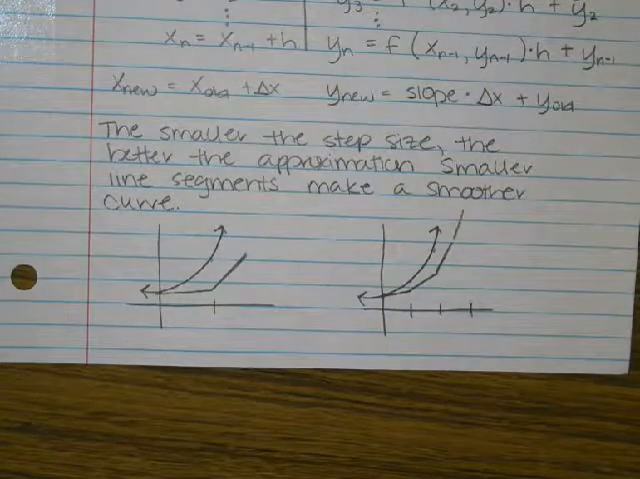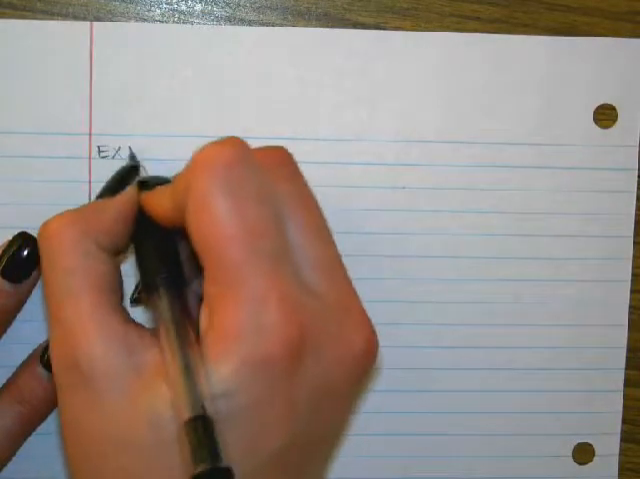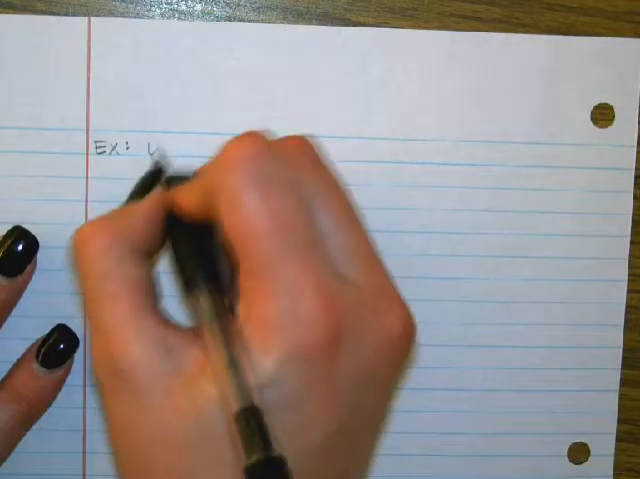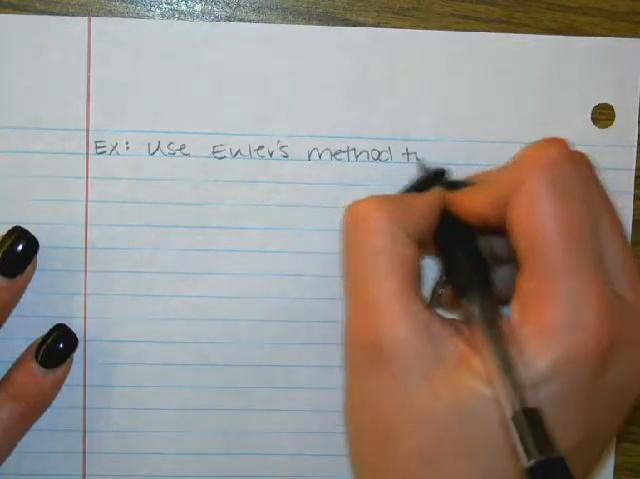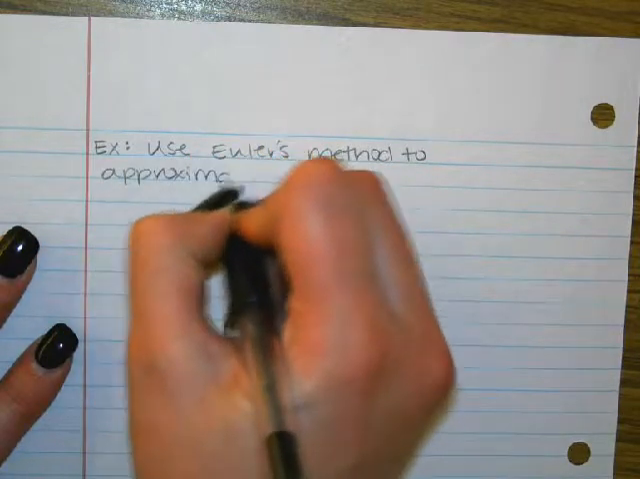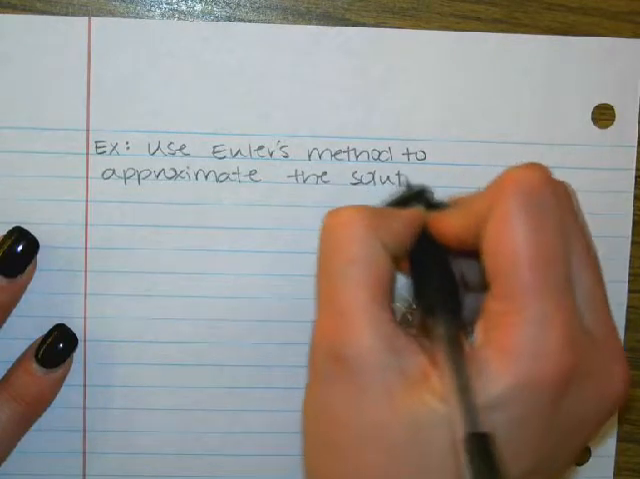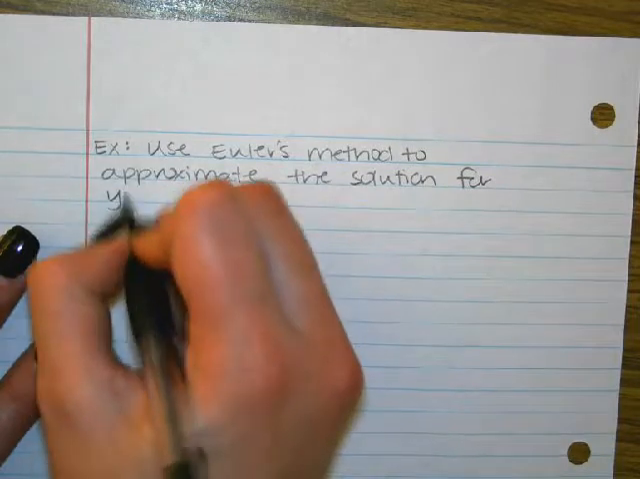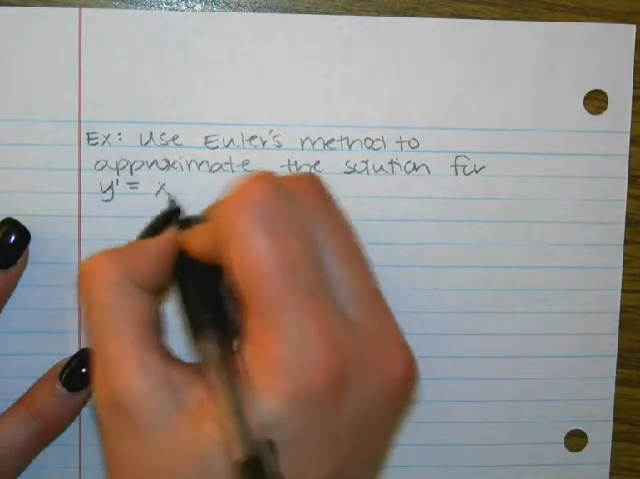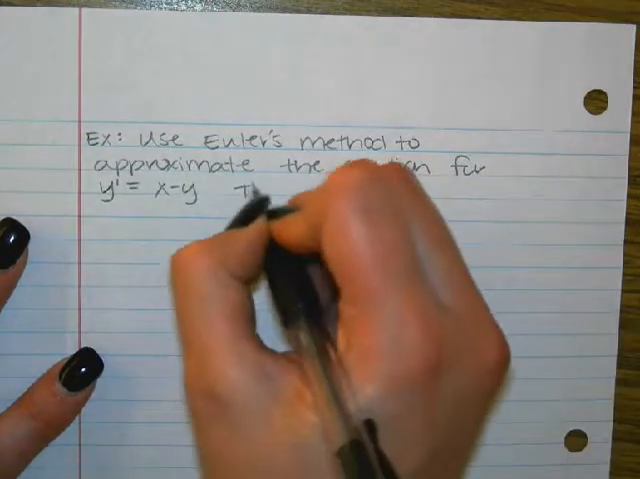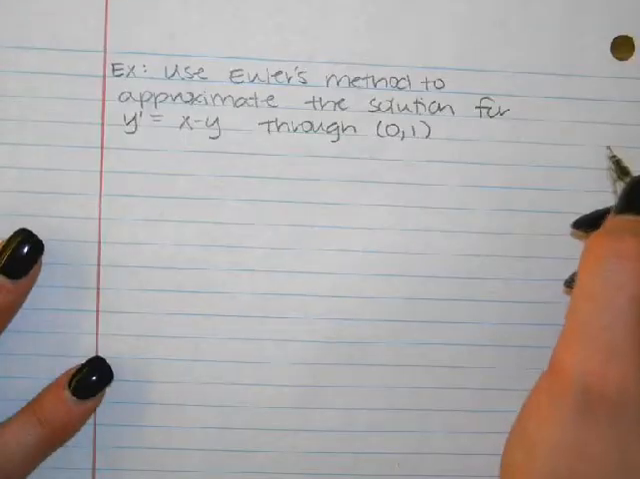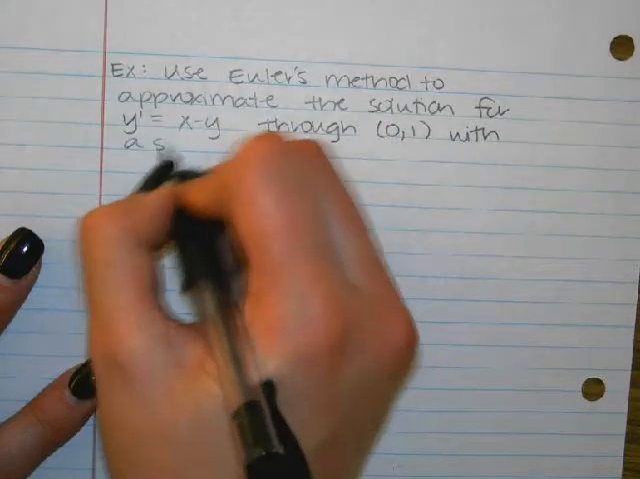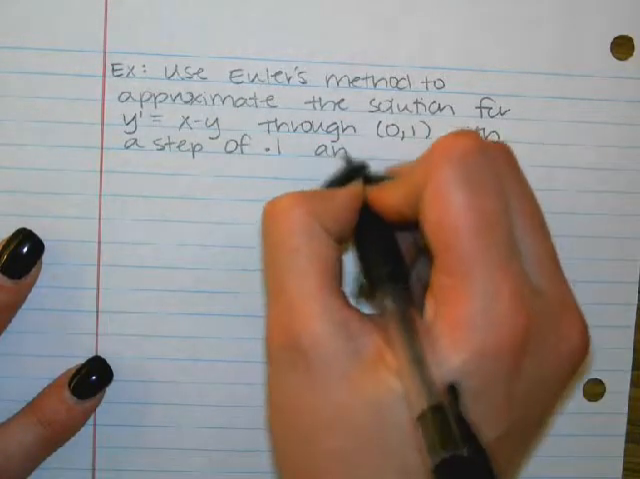Okay. So here is how we're actually going to do it. The problem might say to use Euler's method to approximate the solution for the differential equation y prime equals x minus y through (0, 1) with a step of 0.1 and 4 steps.